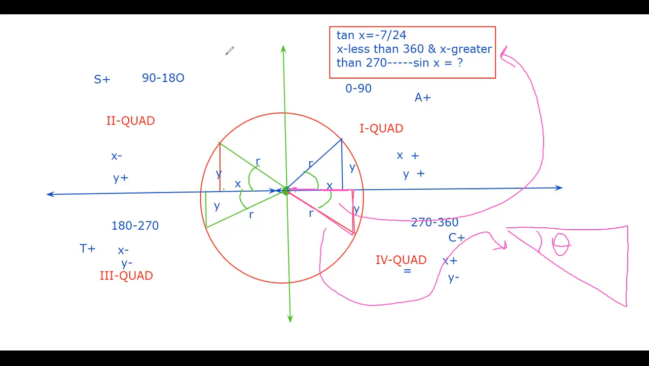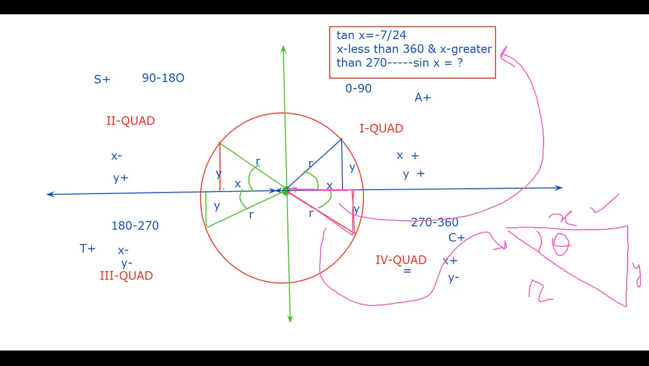So tangent theta is given. Where is the minus 7 and 24? Tangent in this triangle. Tangent is opposite to the adjacent. So which side is opposite? Opposite is y, and adjacent is x. If you just say this is y and this is over your x, this is r. Am I right?